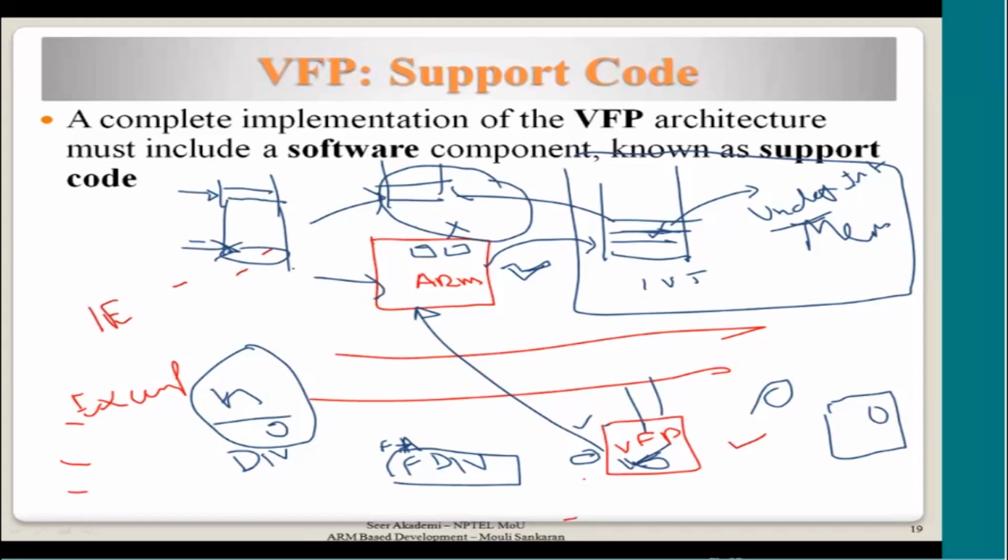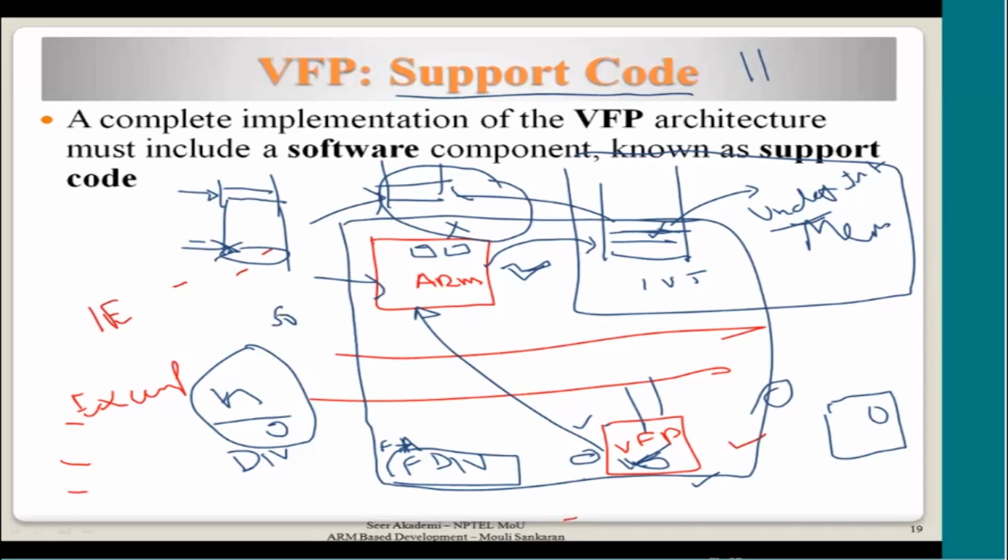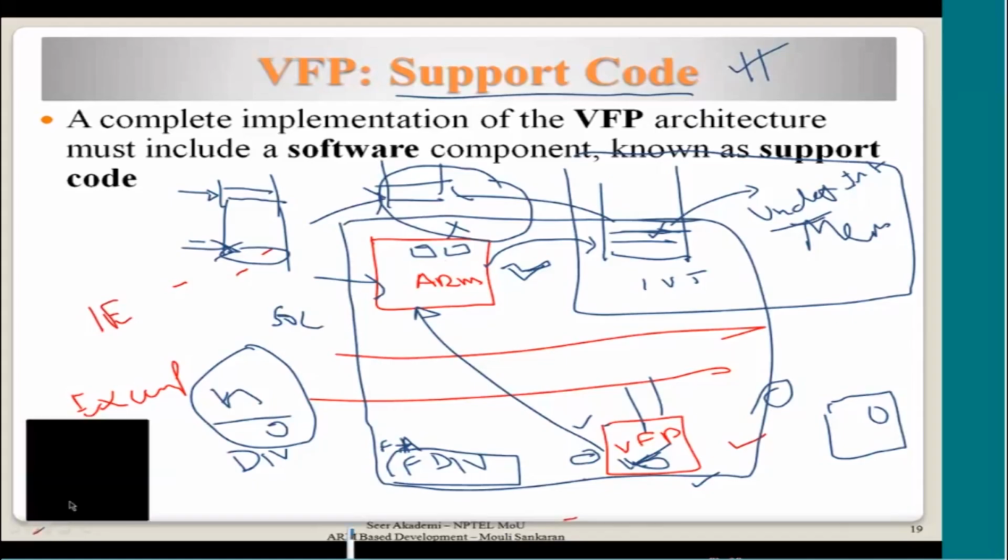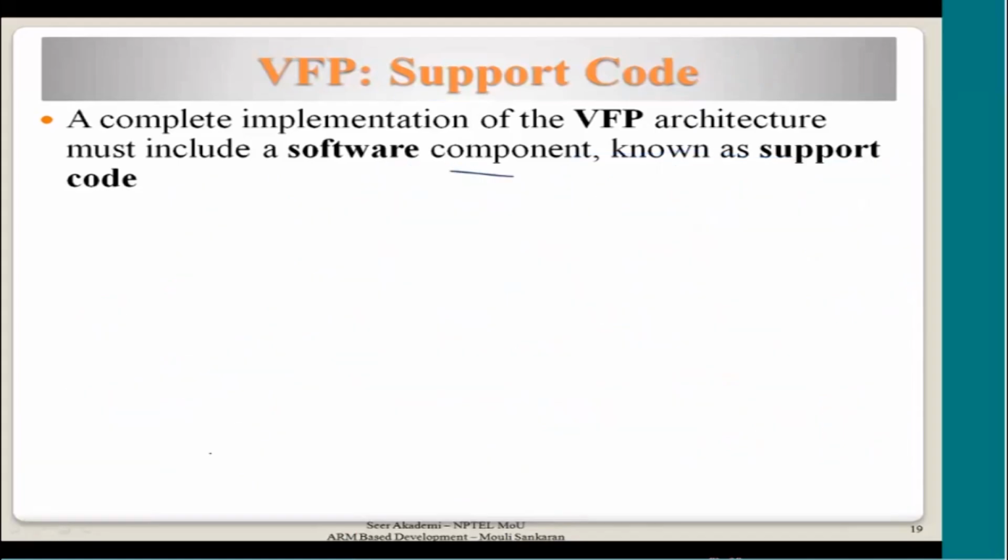So the job of the support code is to provide those capabilities. Whoever is supplying the VFP, the vector floating point coprocessor, will also provide the support code for it, the exception handlers. Then the system software developer, while developing the software for this whole SoC, will integrate those exception handlers given by the VFP vendor into their application, and then build the system. So that's how it works. That software component is called support code.